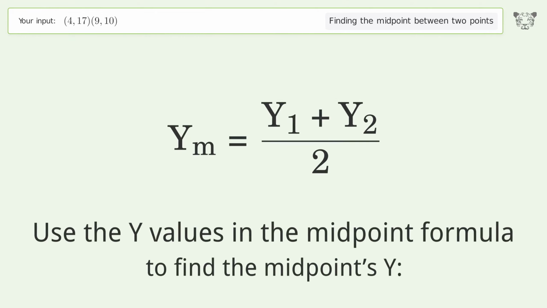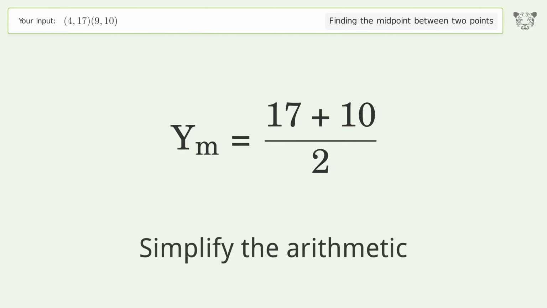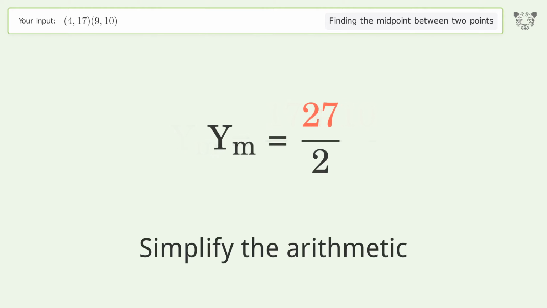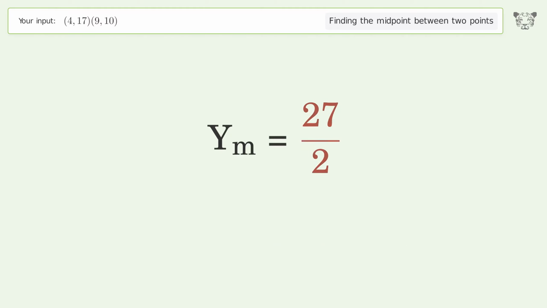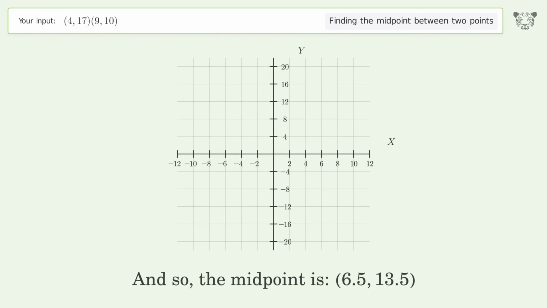Use the y values in the midpoint formula to find the midpoint's y. y1 equals 17. y2 equals 10. Simplify the arithmetic. And so, the midpoint is 6.5, 13.5.